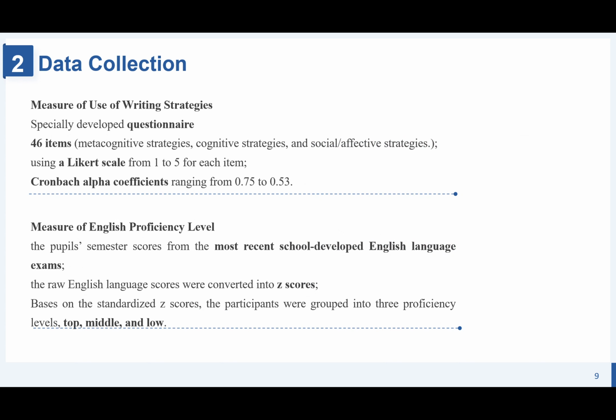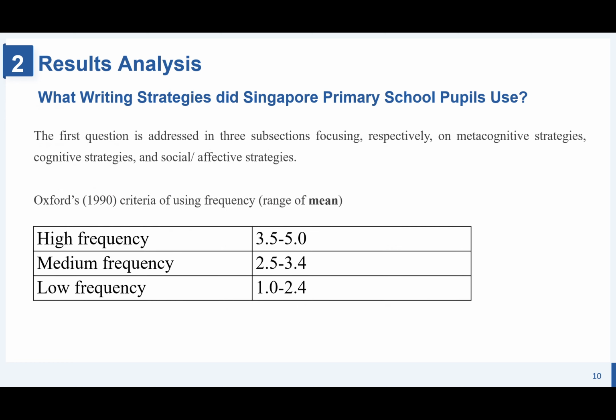So for measuring use of writing strategies, a specialized questionnaire was developed. A Likert scale from 1 to 5 was used, with higher scores indicative of greater frequency. The range of Cronbach's alpha coefficients means the collected data is reliable. For measuring pupils' English proficiency level, actually I think the collected scores can only present pupils' surface learning outcomes instead of their English language proficiency. In the following analysis, the standardized z-scores were used to group the participants into three proficiency levels: top, middle, and low.